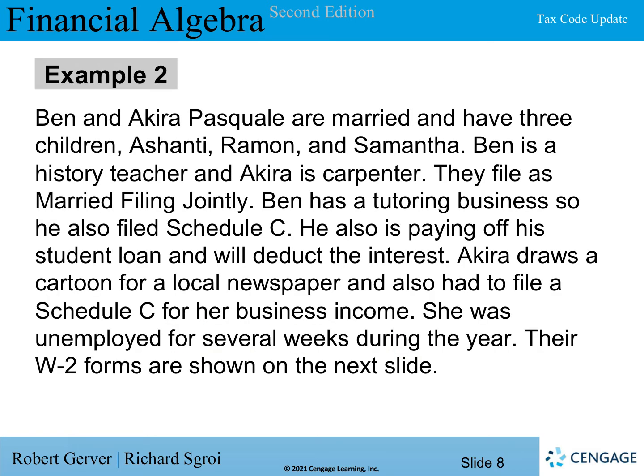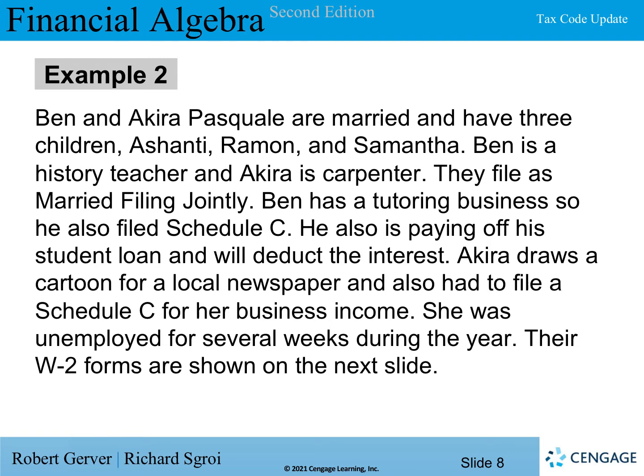Now let's look at another example. Ben and Akira Pasquale are married and have 3 children. Ben is a history teacher and Akira is a carpenter. They file as married filing jointly. Ben has a tutoring business, so he also files Schedule C. He also is paying off his student loan and will deduct the interest. Akira draws a cartoon for a local newspaper and also had to file a Schedule C for her business income.